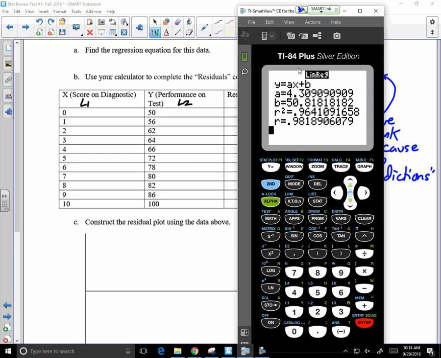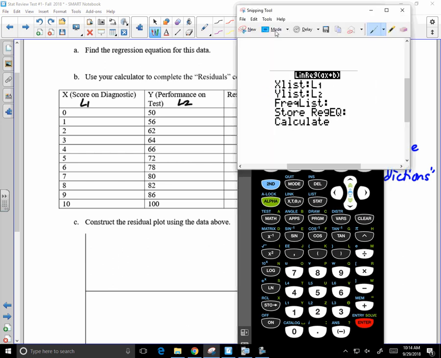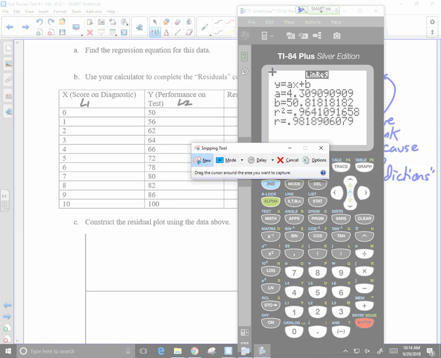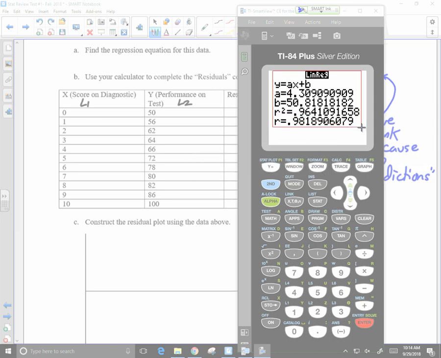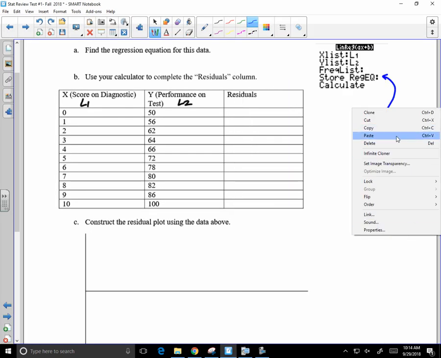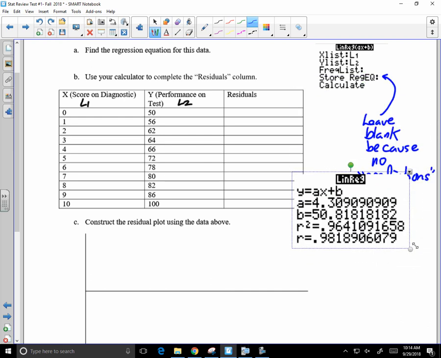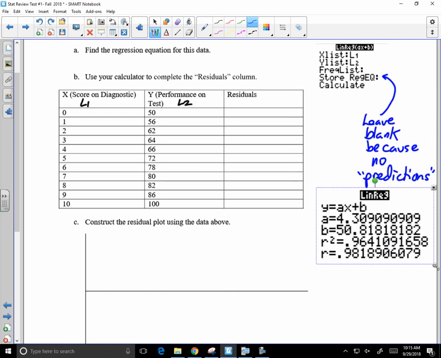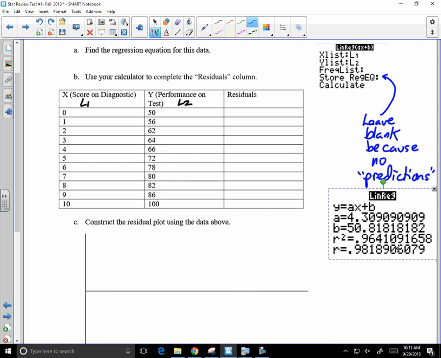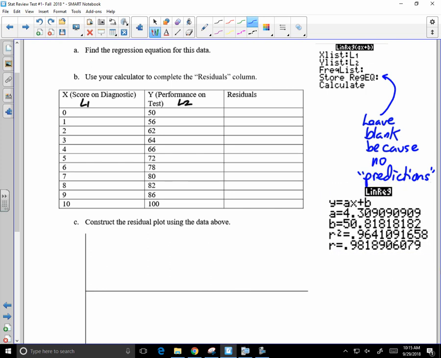So we have that now. Wonderful. I'm only asking you to do this as a public service because nothing else is going to work correctly if you don't do this. You'll get information related to the last time you did StatCalc 1, right? And so if you write the regression equation, y equals 4.309x plus 50.818.